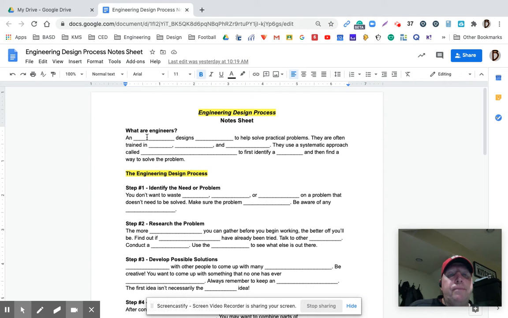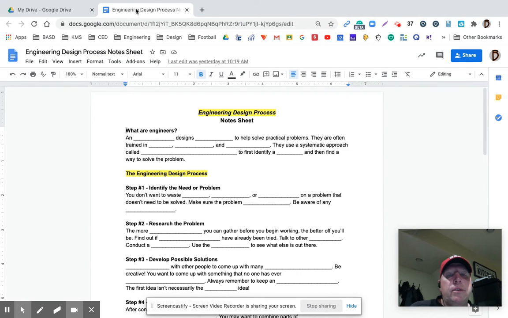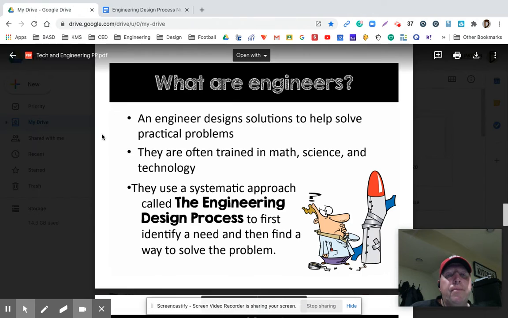What you do then, as I go through the presentation, is fill in these blanks as I go through. Okay, so there's a couple of different ways you can do this assignment. I think the easiest way is to watch the video and then fill in the blanks as it goes along. Okay, whatever process you want to follow is completely up to you.